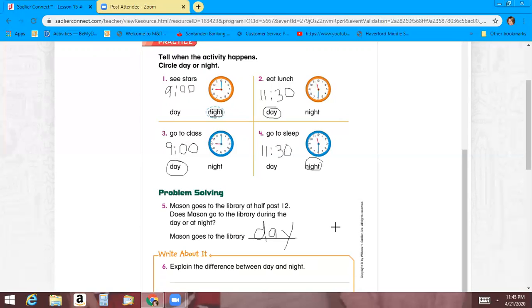For number 6, it asks us to explain the difference between day and night. And real easy, I think we know the difference between day and night because during the daytime, it's light outside. There's sun. We're wide awake. Nighttime, the moon is out. It's dark. You can see the stars. And that's when we go to sleep. So we know that information.